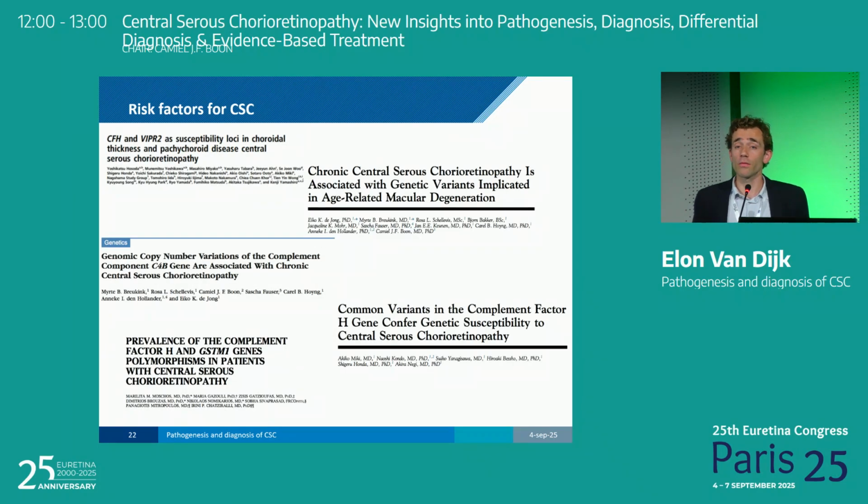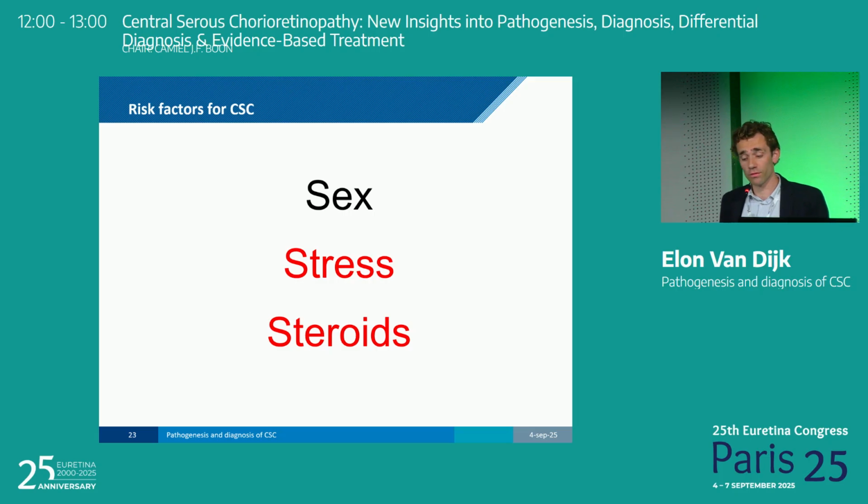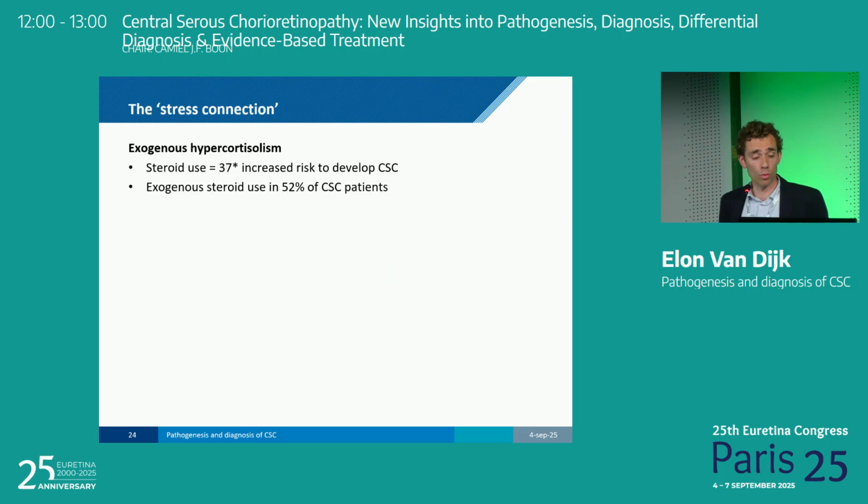Several genes have been identified that have been linked to CSC. The most important genes that have been linked to the disease are in the complement system, so that's part of the innate immune system. But also stress and steroids have been found to be of importance. So let's say exogenous steroid use has been found to increase the risk to develop CSC up to 37 times. And exogenous steroid use has been mentioned in up to 52% of all patients. Okay, quite a lot of patients use steroids anyway, but this is the most important risk factor for the disease.